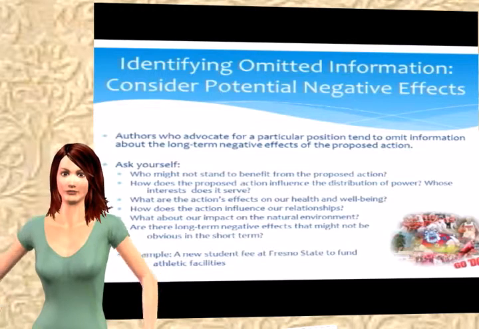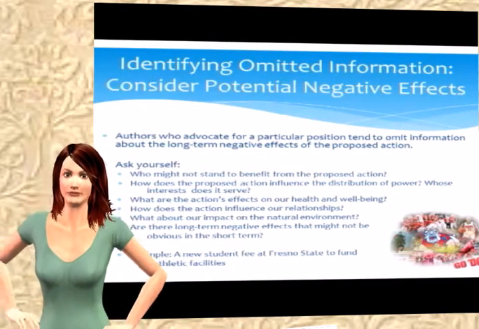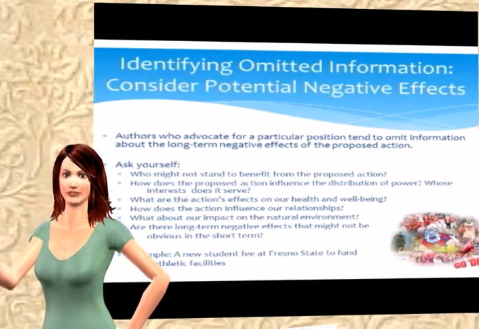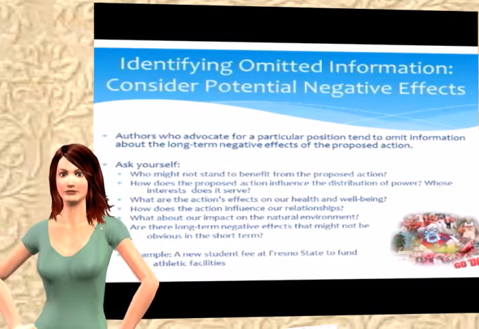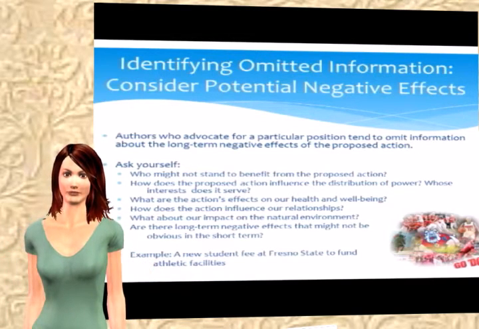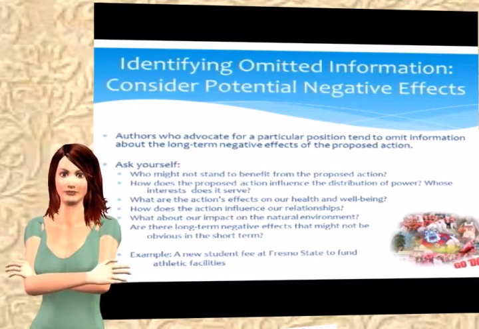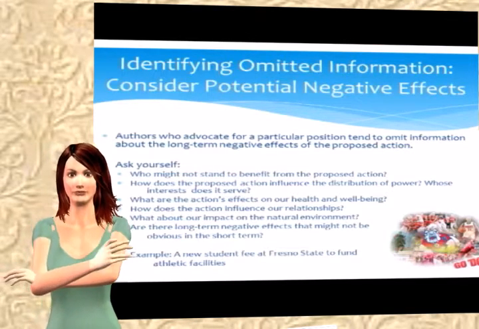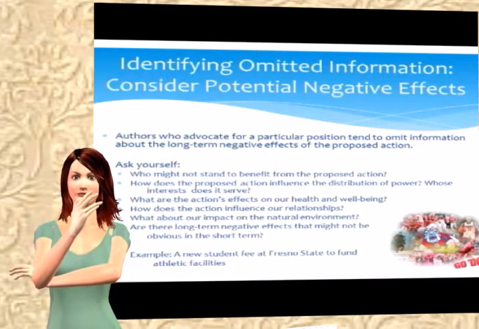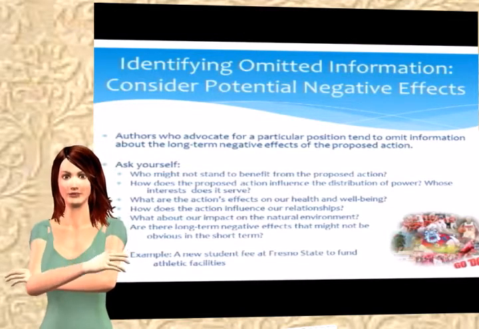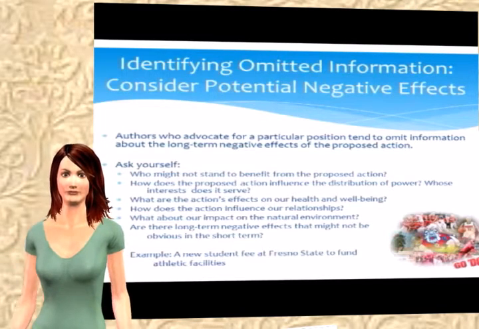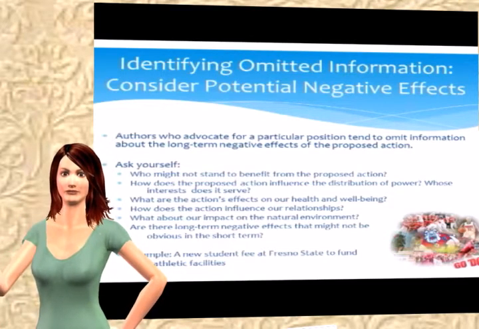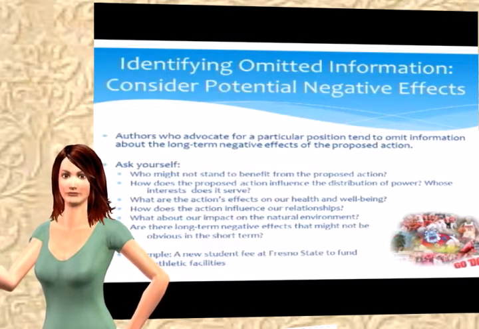And this is very, very common when we listen to politicians who will advocate for the positive benefits of a policy or program that are beneficial, but usually only for certain groups of people. And what they leave out, what they don't tell you, is who it might negatively affect. So a few sub-questions that you can ask yourself here are, who might not stand to benefit at all from this proposed action? How does the proposed action influence the distribution of power? Are particular groups' interests being served by this particular position, especially if the author is part of that group?